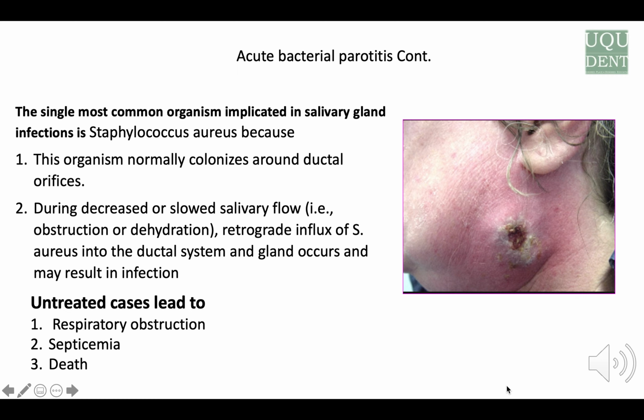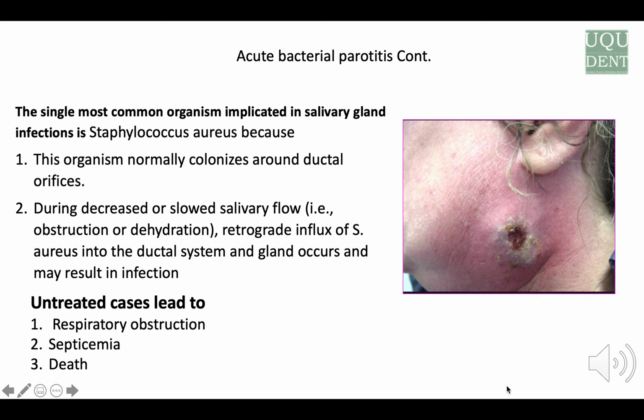The most common organism which causes bacterial parotitis is Staphylococcus aureus, because this organism is present as normal flora and colonizes around the ductal orifice. And during decreased or slow salivary flow, because of either obstruction or dehydration, retrograde influx of Staphylococcus aureus could happen. Meaning the bacteria enter in reverse: instead of staying as normal flora, they enter from the orifice into the duct.